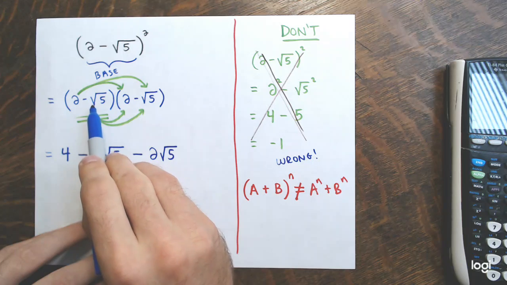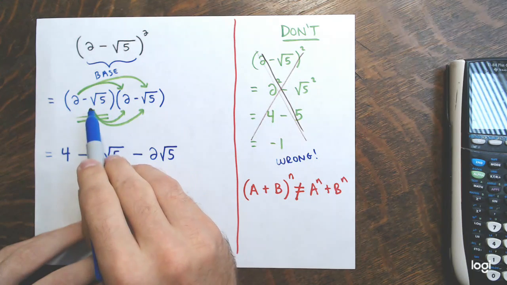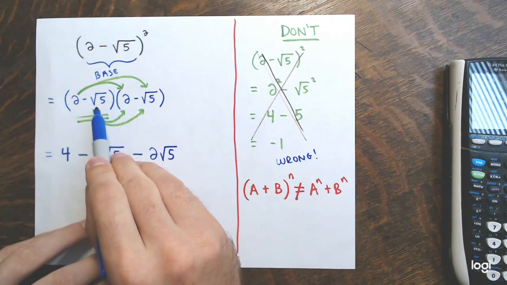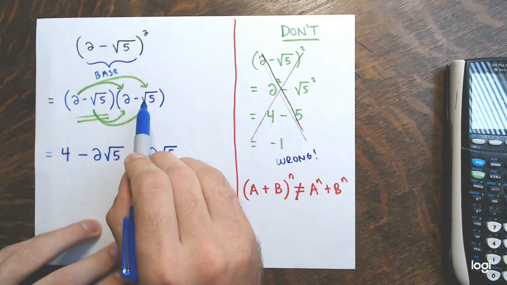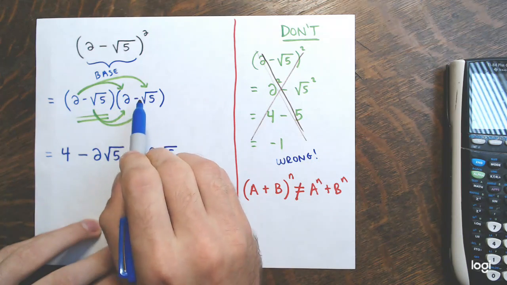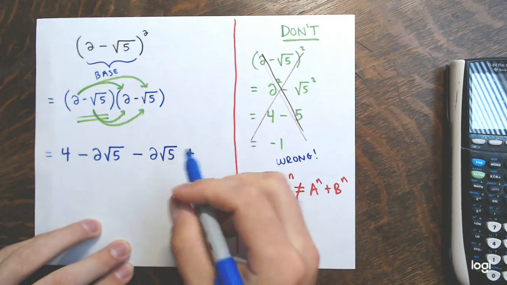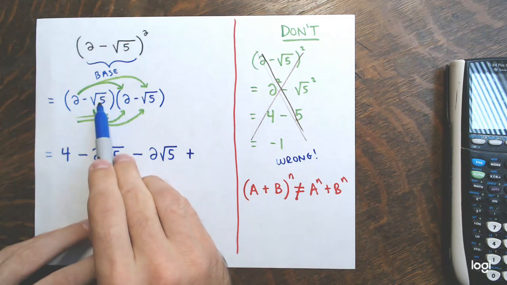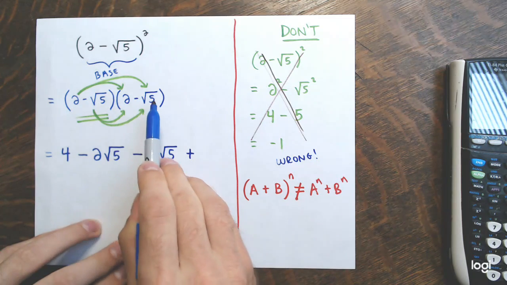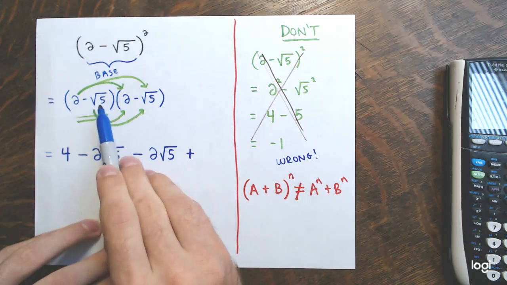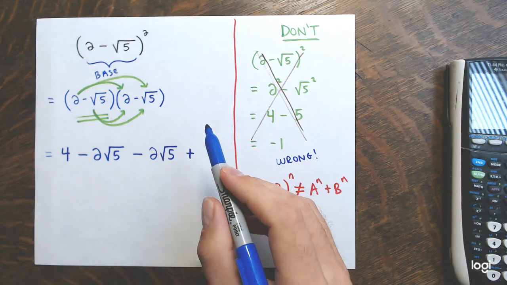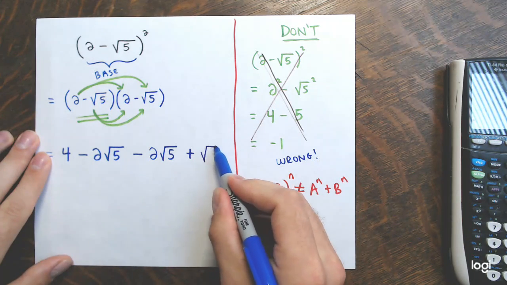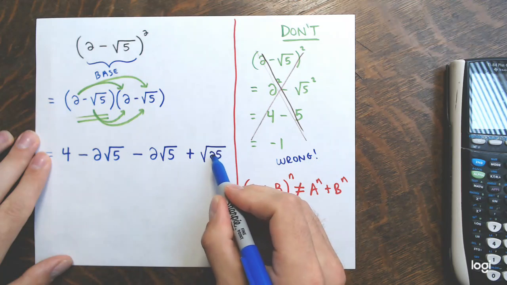Alright, and then the last distributing I need to do, I have negative square root of 5 times negative square root of 5. So negative times negative, that will be positive. And we have our factors of square root of 5 and square root of 5. Square root of 5 times square root of 5, those are both square roots. I can use that product property. Square root of 5 times square root of 5 is square root of 25.